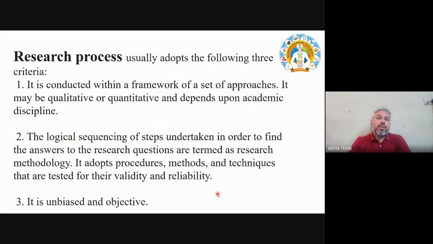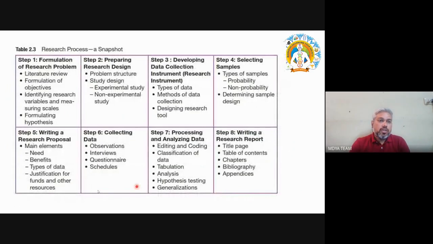So we have completed step 1. Sorry, we are in the research process, we are understanding the research process, and in the research process we are in the first step. In the first step we just understand about variables and hypothesis. So in the first step we went through: literature review, formulation of objectives, identifying research variables, measuring scales, formulating hypothesis.